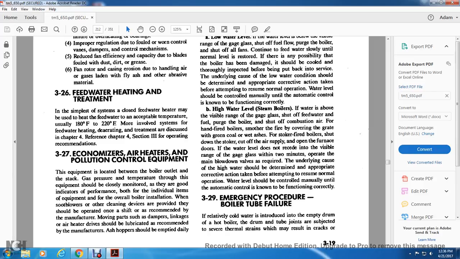The underlying cause of the high water level should be determined as appropriate. Corrective action should be taken before attempting to resume normal operation. Water level should be controlled manually until the automatic control is known to function correctly.